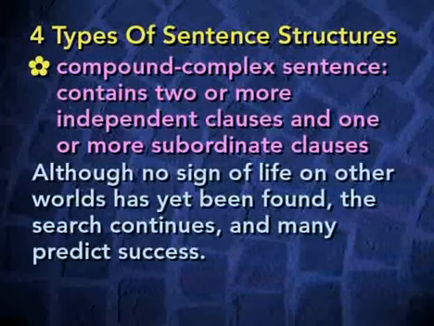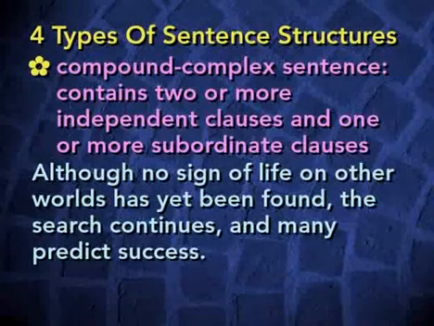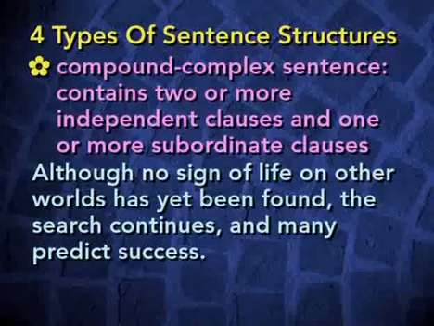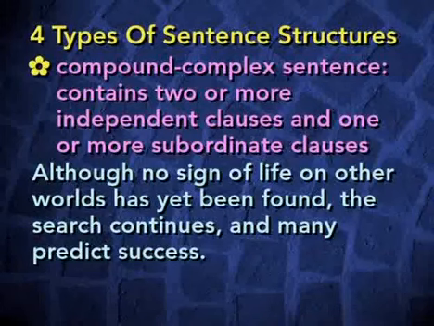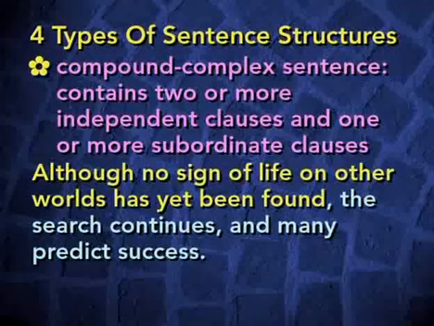"Although no sign of life on other worlds has yet been found, the search continues, and many predict success." In this sentence, we have three groups of words, and each of these three is a clause, because each contains a subject and a verb. Let's take a look at each one. The first group of words says, "although no sign of life on other worlds has yet been found."